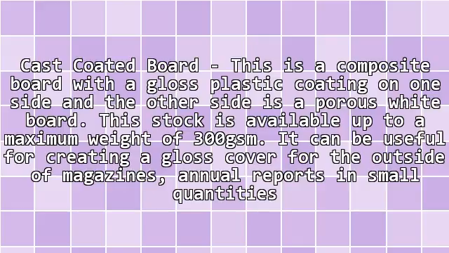Cast-coated board. This is a composite board with a gloss plastic coating on one side and the other side is a porous white board. This stock is available up to a maximum weight of 300 GSM. It can be useful for creating a gloss cover for the outside of magazines or annual reports in small quantities that would be extremely expensive to cello glaze.